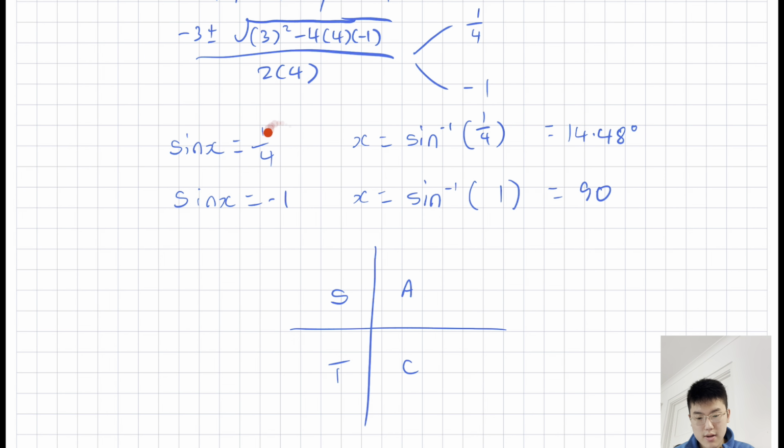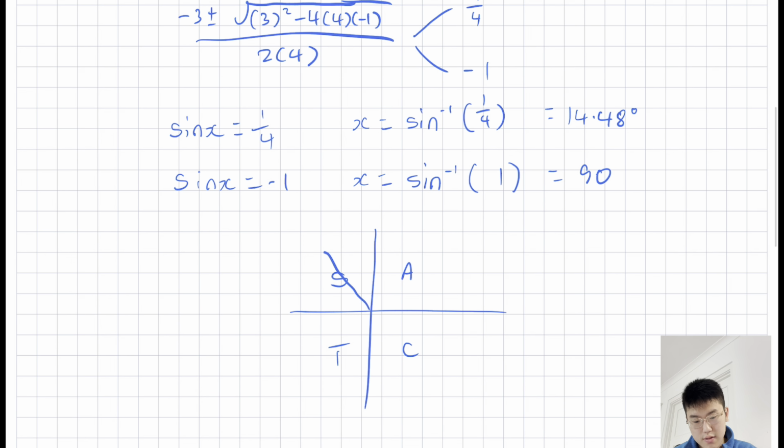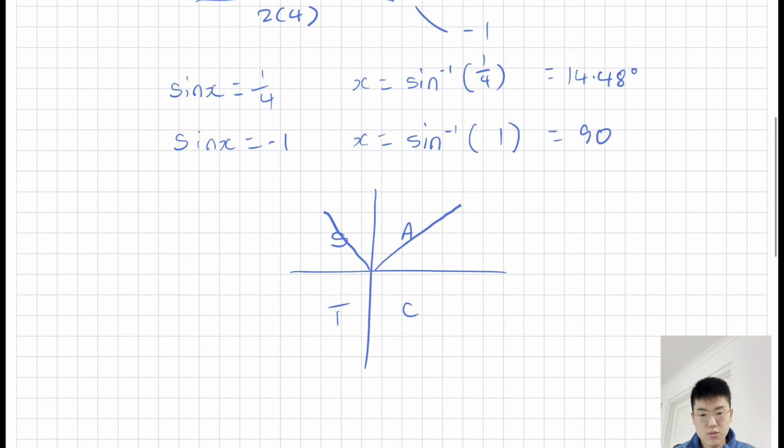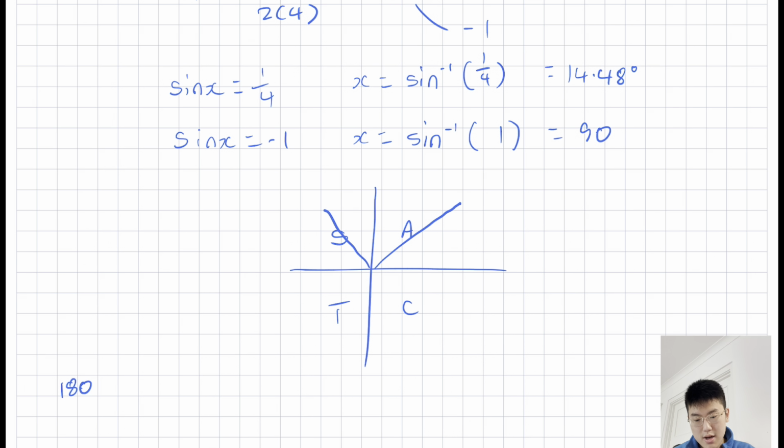So firstly, we have sine x is equal to 1 over 4, so positive. So where is sine positive based off of this? So sine is positive in this quadrant and this quadrant here. So if I draw it out, I have this quadrant and this quadrant. So I already have 14.48. Now, when we're in the second quadrant, what do we do? We subtract the angle that we already have from 180. So 180 minus 14.48 equals 165.52.